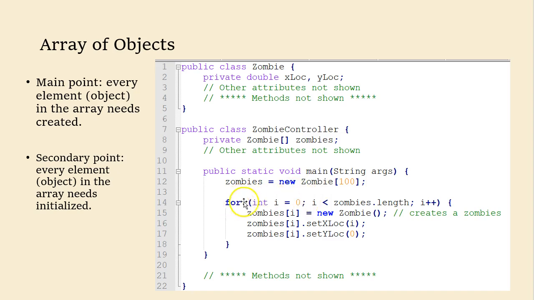So here's my normal loop, right? I've got an array of zombies called zombies, and so I start at the 0th zombie, and then I go up to zombies.length, i++, and for every single element inside the array of zombies, I have to create a new zombie. And now I truly have an array of zombies. And then I'll have to go through and do some kind of an initialization on each one of those: zombies[i].setXLocation(i), zombies[i].setXLocation(0). So what I'm doing is I'm basically laying all the zombies out on the x-axis.